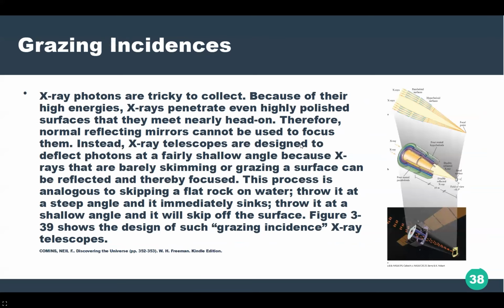X-ray photons are tricky to collect. Because of their high energies, X-rays penetrate even highly polished surfaces that meet nearly head-on. Therefore, normal reflecting mirrors cannot be used to focus them. Instead, X-ray telescopes are designed to deflect photons at a fairly shallow angle, because X-rays that are barely skimming or grazing a surface can be reflected and therefore focused. This process is analogous to skipping a flat rock on water. Throw it at a steep angle and it will immediately sink. Throw it at a shallow angle and it will skip off the surface. Figure 339 shows the design of such grazing incidence X-ray telescopes.